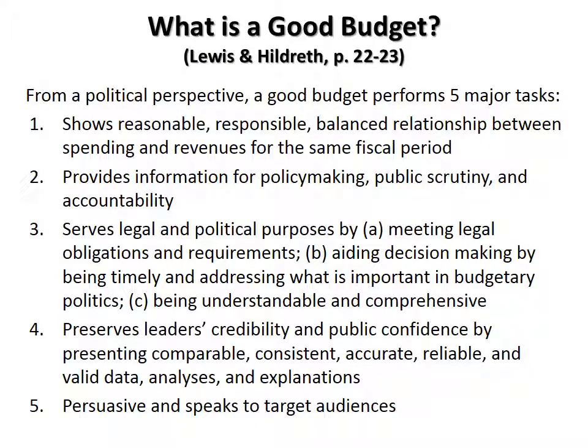I want to conclude this module with a brief discussion of what makes a good budget. According to Lewis and Hildreth, a good budget performs 5 major tasks. First, it shows reasonable, responsible, and a balanced relationship between spending and revenues for the same fiscal period. A good budget also provides information for policymaking, public scrutiny, and accountability.